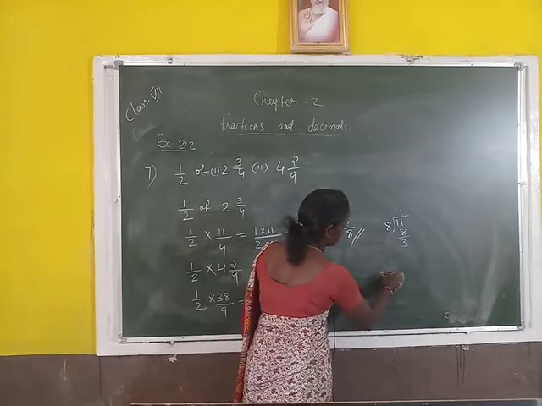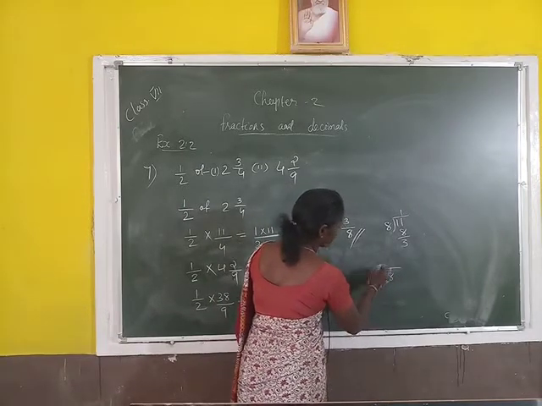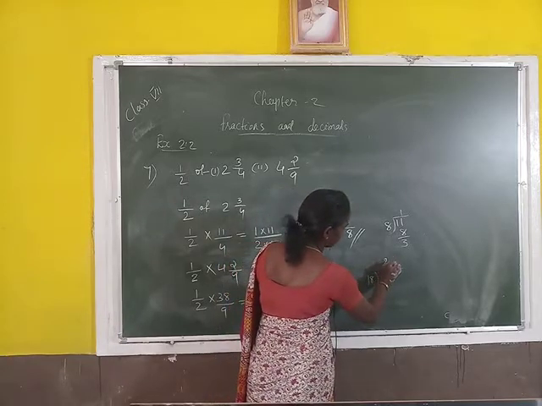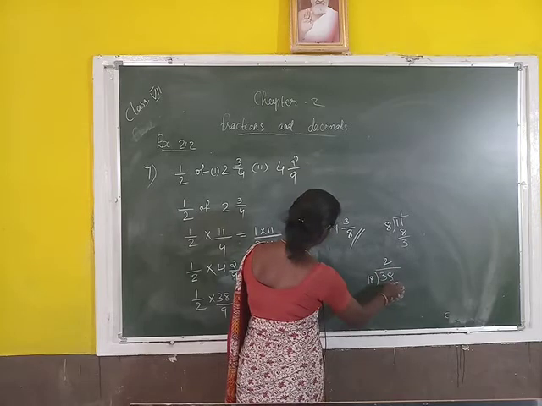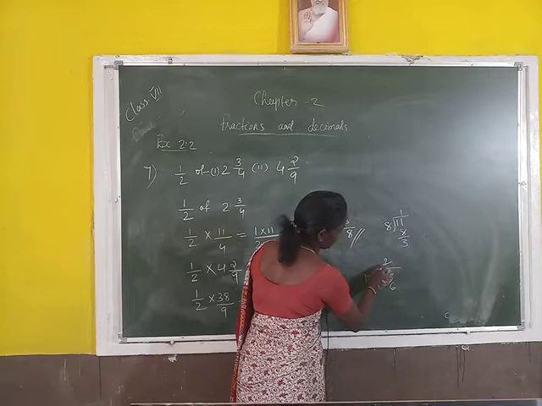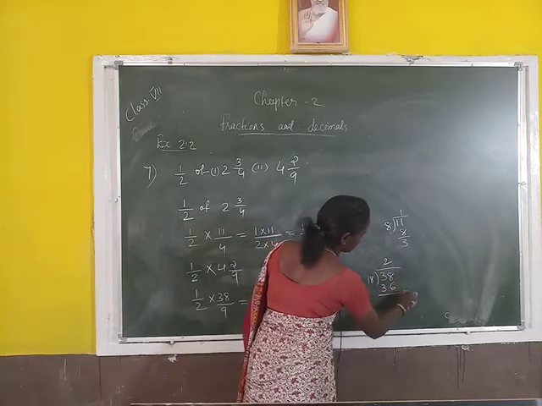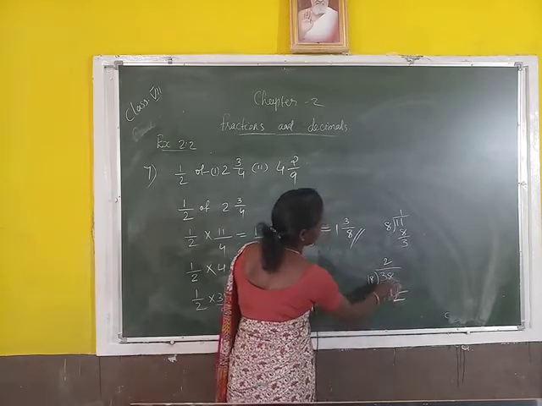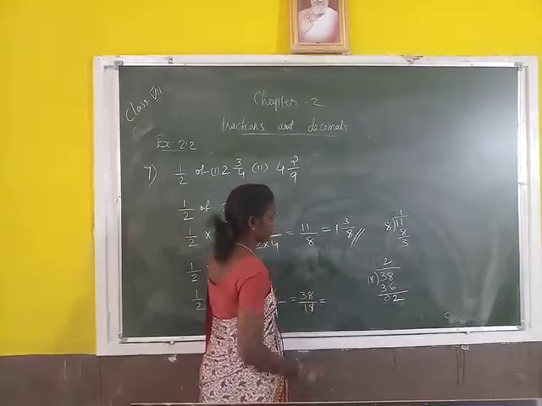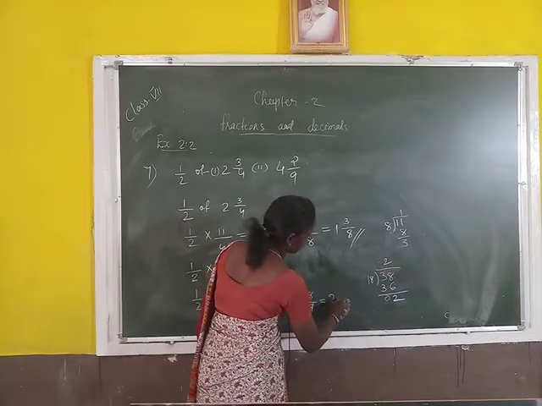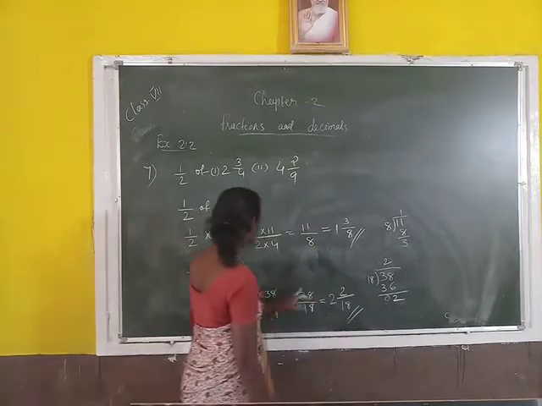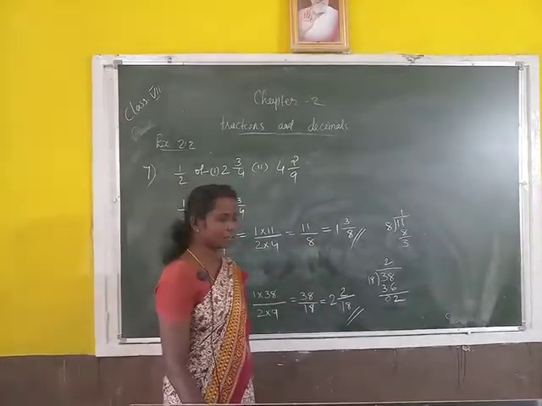So 38 divided by 18. How many times? 2 times. 2 8s are 16, carry 1, 2 1s are 2, 36. Look, 8 minus 6 is 2, 3 minus 3 is 0. Then what is its mixed fraction? Quotient 2, denominator 18. Then solve the question.